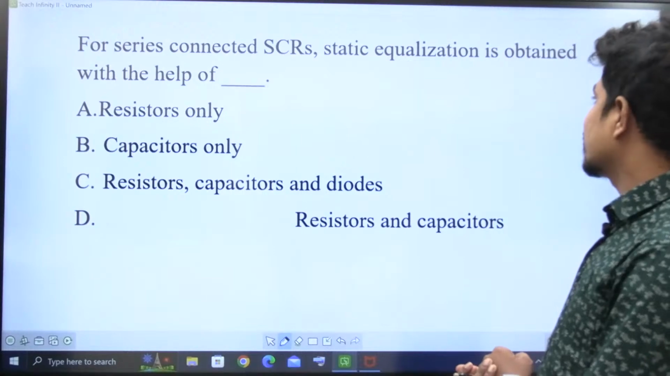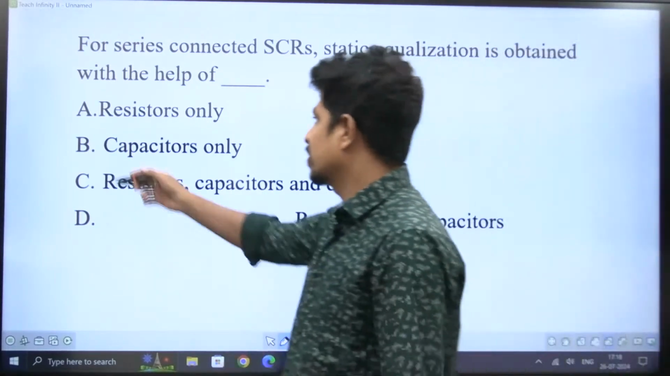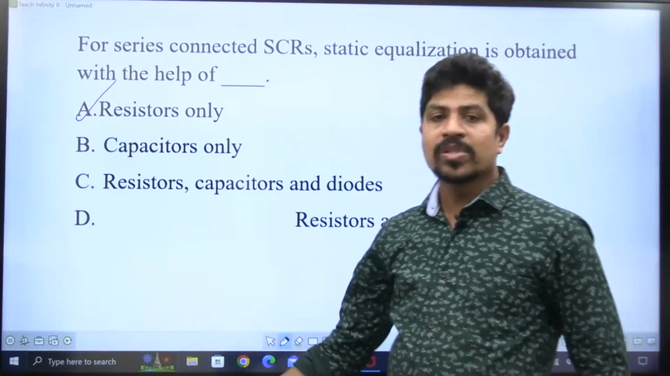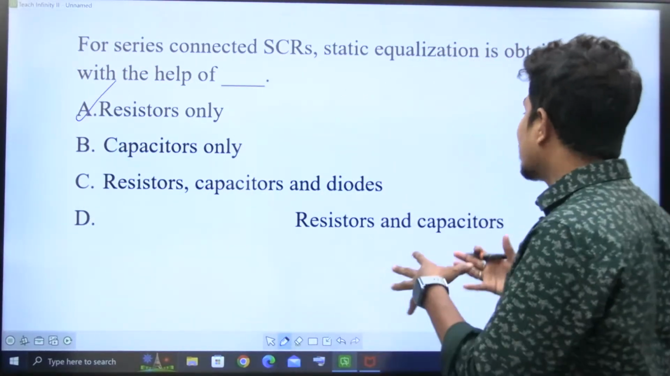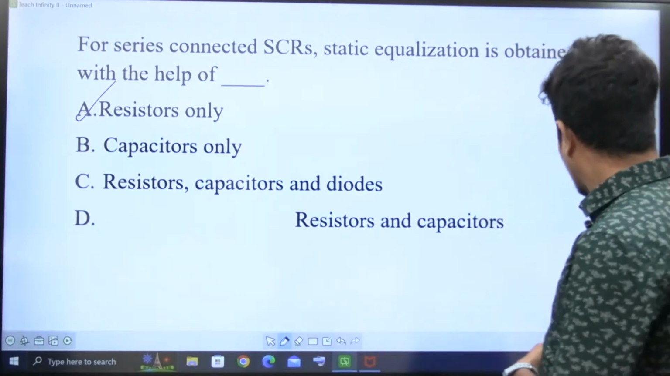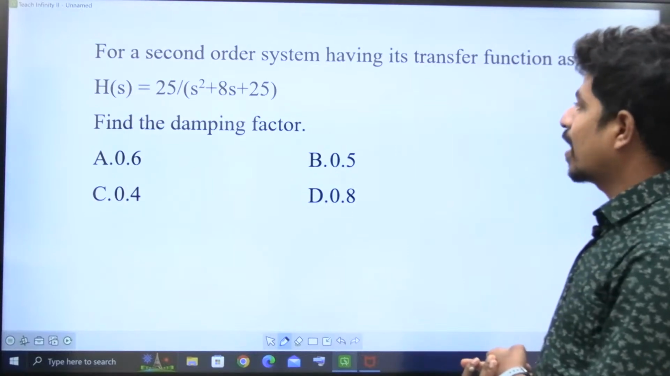For series connected SCRs, the static equalization is obtained with help of only resistances. For series connected SCRs, static equalization can be obtained with help of series connected resistances only.